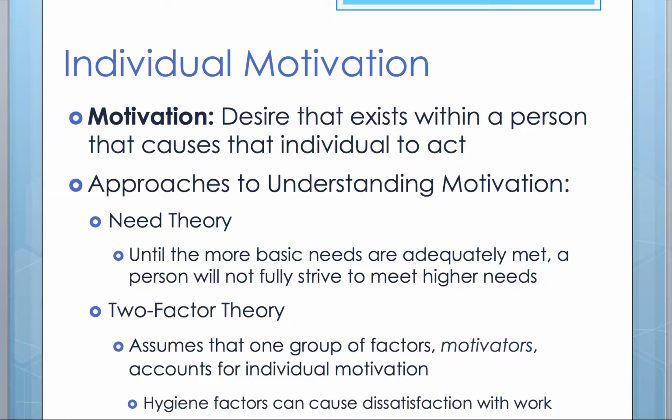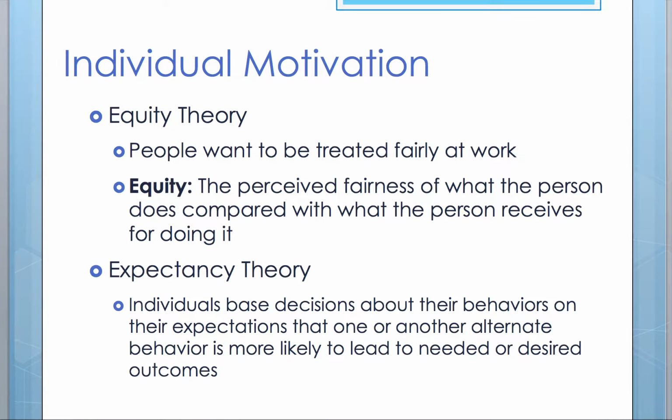Under 2-factor theory, it's looking at both hygiene factors that can cause dissatisfaction within work, and we're looking at what group factors that account for our individual motivation. And on this other slide coming up, we'll see a visual of that. Under equity theory, we want to be treated fairly at work. That's a basic common denominator amongst all of us. And we look at the fairness of what others receive versus us, and based on that, we determine equity. If it's fair, if it seems like we're all receiving the same, then it's equitable. If not, then we have issues.